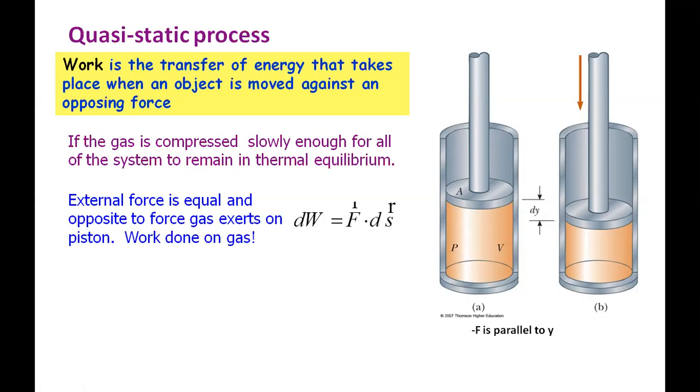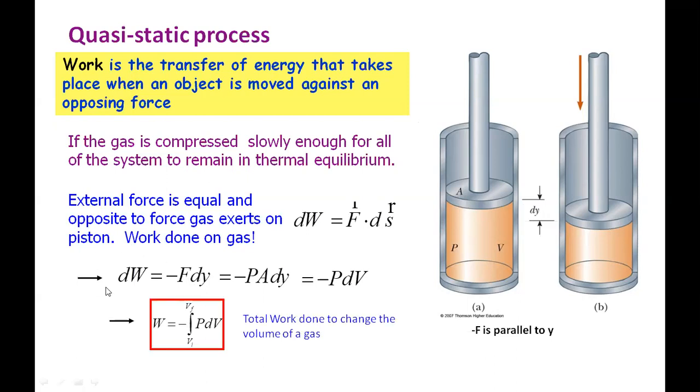In this case, dW equals F dot ds as a vector. So dW equals minus F dy, which equals minus P times A times dy, which equals minus P dV. If we integrate both sides, the integral of dW is the work, and we integrate from V initial to V final of P dV. This is the total work done to change the volume of the gas.